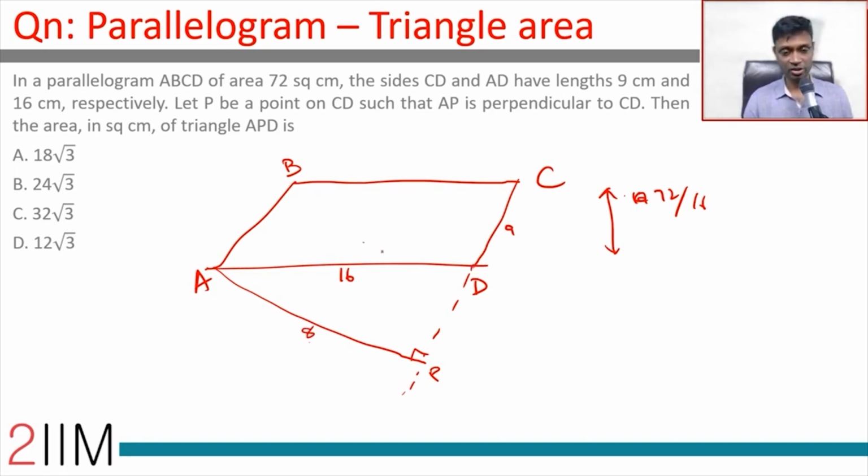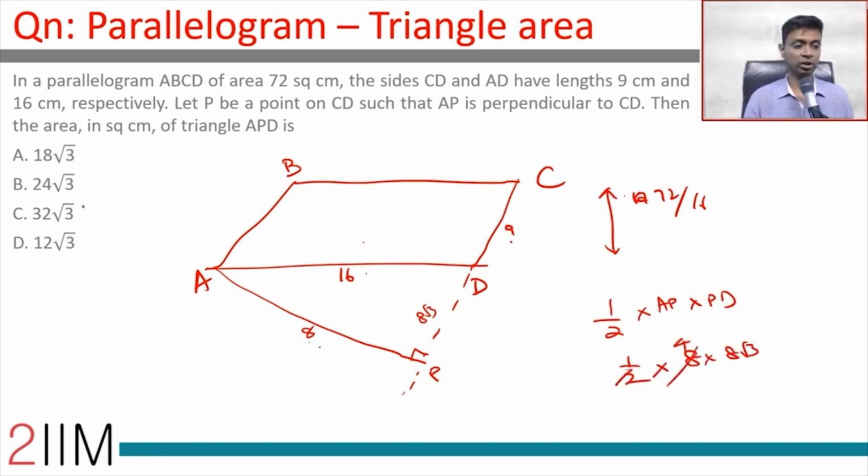This is 8, this is 16. This should be 8 root 3. We're talking about 1 is to root 3 is to 2, the 30, 60, 90 triangle. This is a right angle triangle. This is 16, this is 8. How is this 8? Because base into height is area. This is 9, this should be 8. 8, 16, this should be 8 root 3. Area of triangle APD is half into AP into PD, half into 8 into 8 root 3, which is 32 root 3. Wonderful.